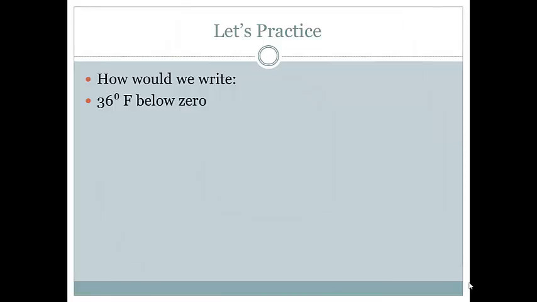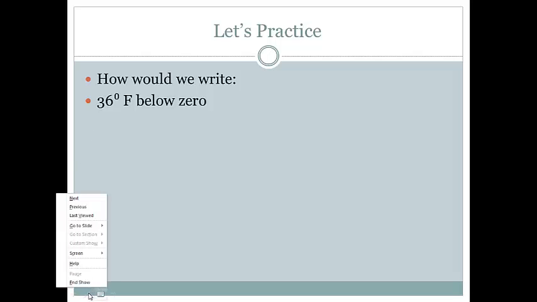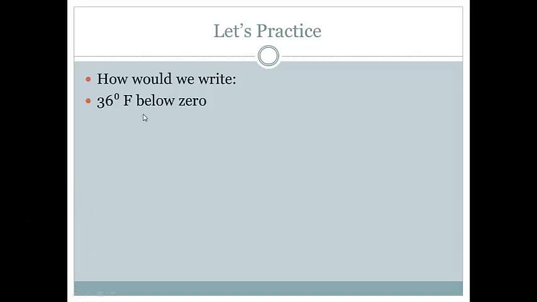Let's practice. How would we write 36 degrees Fahrenheit below 0? Do you remember what I shared with you about the term, the wording? Well, we see a word that says below. That will tell me this will be a negative. So we write it negative 36 degrees Fahrenheit. I do not have to write below 0 because of the negative sign.